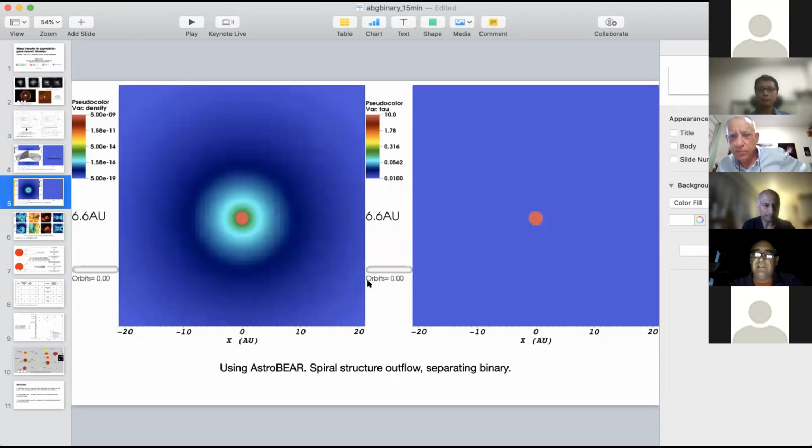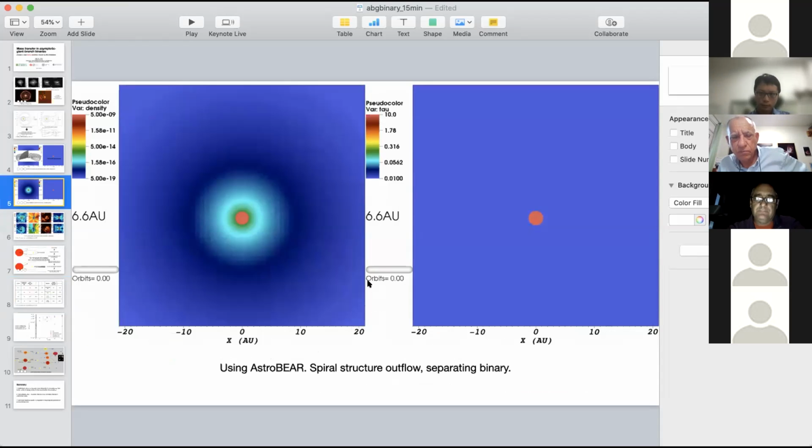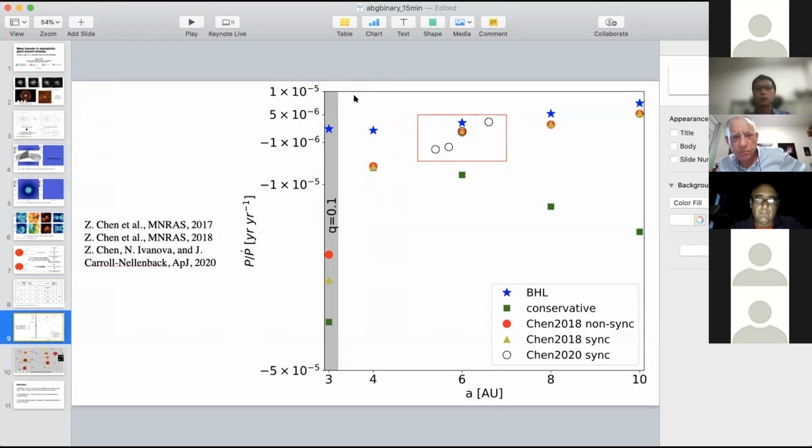Yes, what is the mass ratio in your simulations? Oh yeah, that's a good question. In this dark gray band, the mass ratio is 0.1, but all other cases are 0.5.